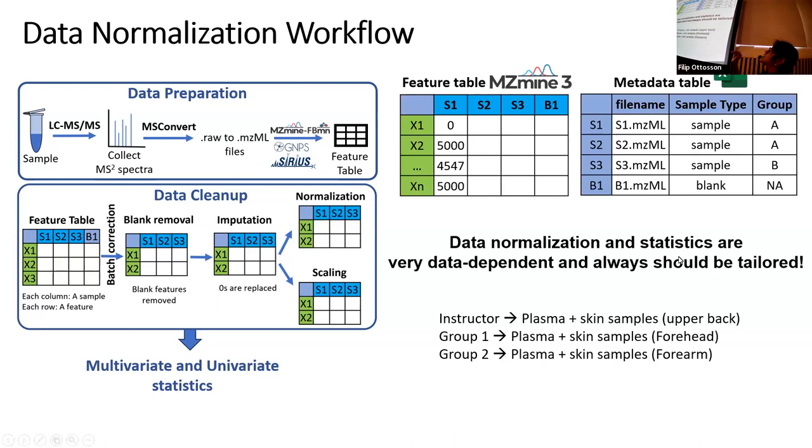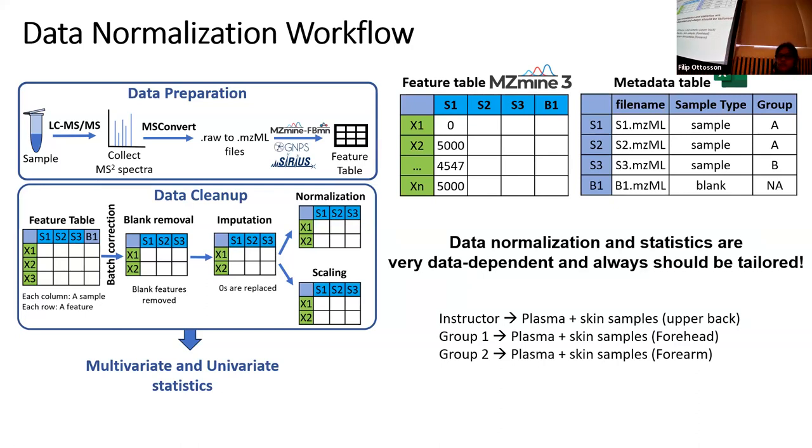The feature table from MZmine looks like this. You might have already opened it in your Excel file, where you have all these samples in columns, which are your mzML files. And in the rows, you have all the features or the compounds and the corresponding peak area or intensities, as given here.